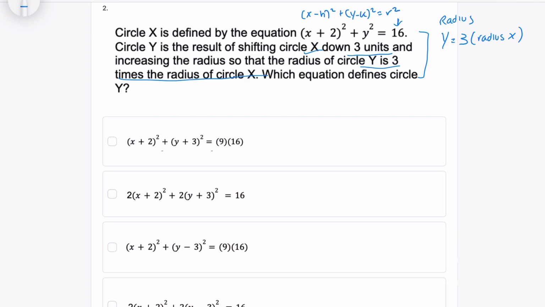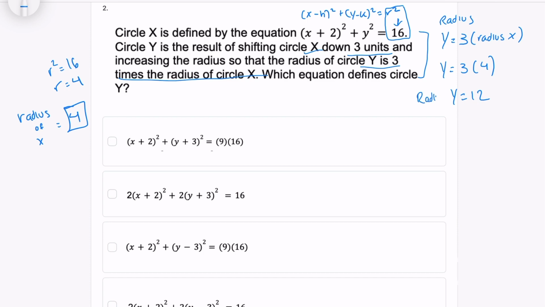Now it's important: r² is equal to 16. So if r² is equal to 16, that means r is equal to the square root of 16, which is 4. So the radius of x is actually equal to 4. And we're told that the radius of y is 3 times 4. So the radius of circle y must be 12.